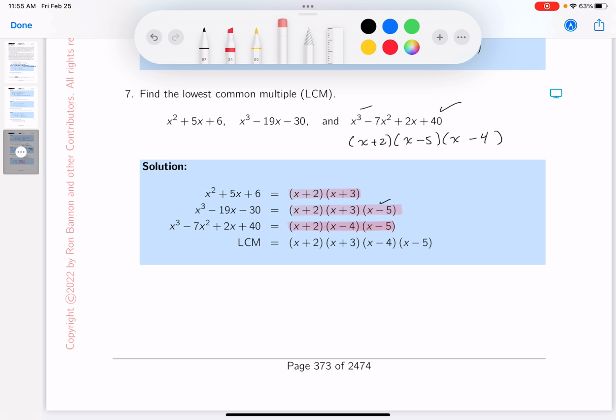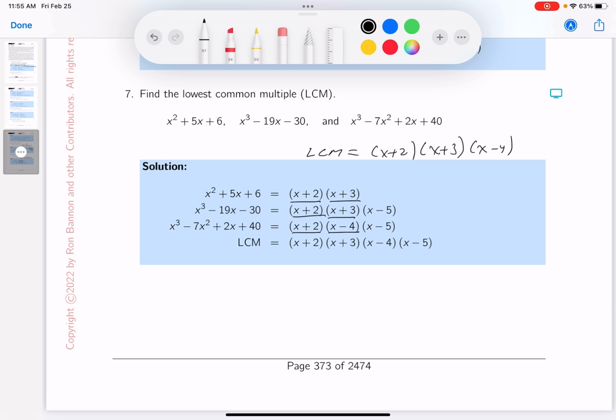So this is your first step in getting an LCM, is to just factor it. And we got it all factored. Then you write the LCM down. What's the LCM? Well, I see the factor x plus 2 at most once in any one of the factorizations. I see the factor x plus 3 at most once in any one of those factorizations. I see the factor x minus 4 at most once in any one of those factorizations. And I see the factor x minus 5 at most once in any one of those factorizations.